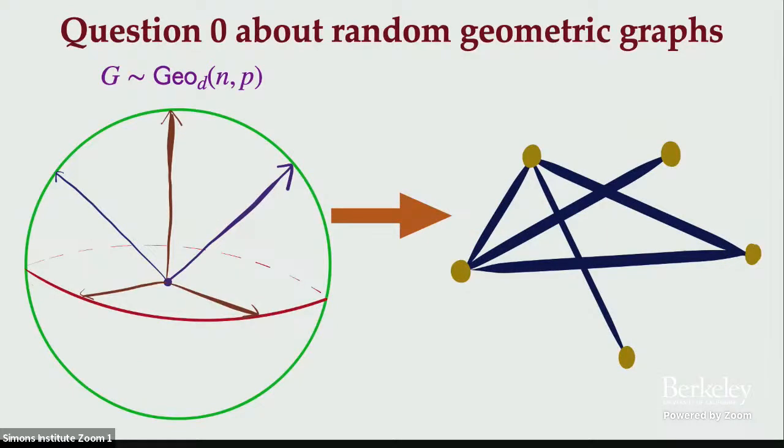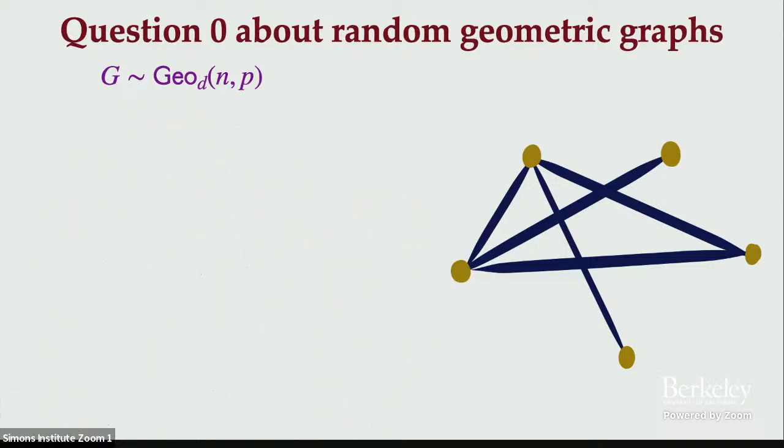Now we know that, as was asked before, we're given this underlying geometric structure of this graph. But when we're given the graph, really, we don't get to see the underlying geometric model.